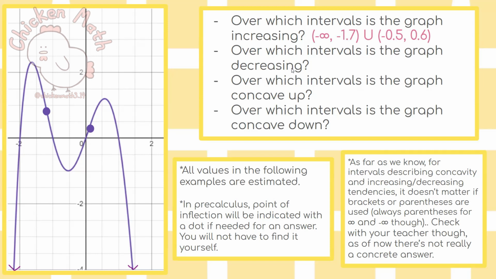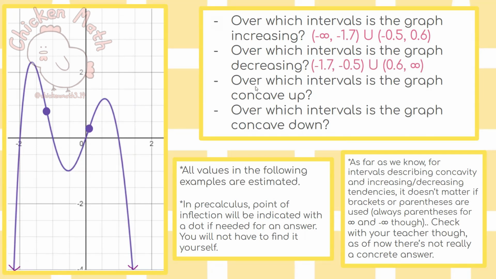Now we're going to do the same thing with decreasing, except looking at the intervals in which the output values decrease as you go along that interval. So from this point to this point, you can see that the graph is going down, it's decreasing, and that's roughly negative 1.7 to negative 0.5. And then again, we can see here it decreases from 0.6 to infinity. So that's what our answer would be.